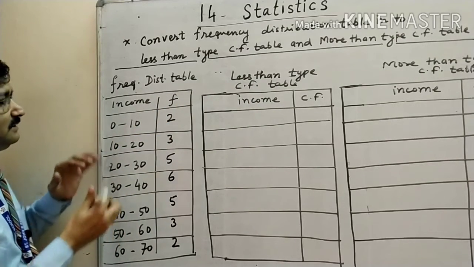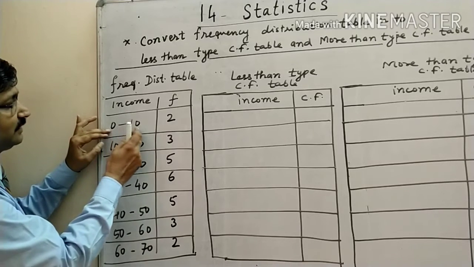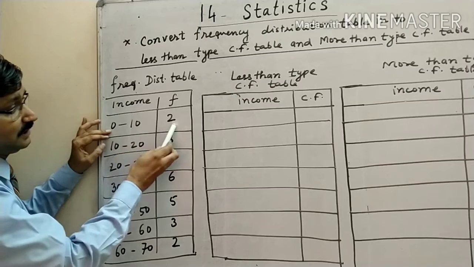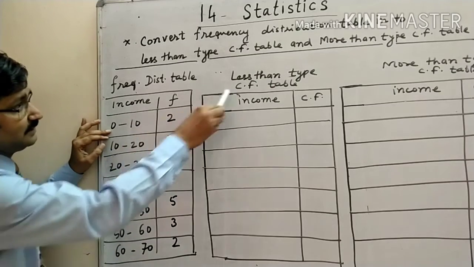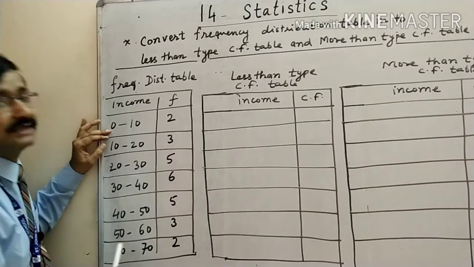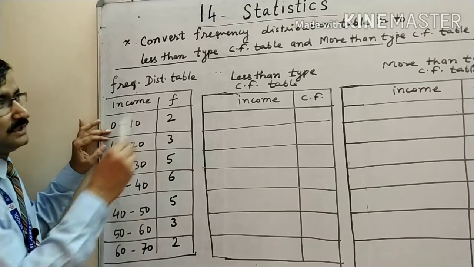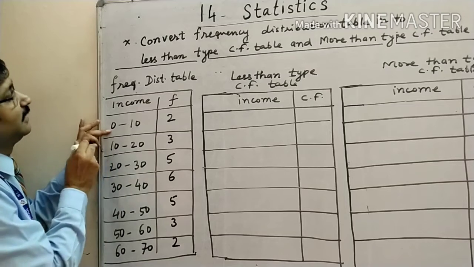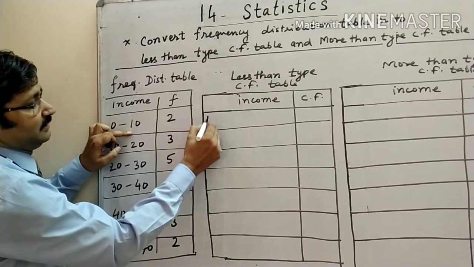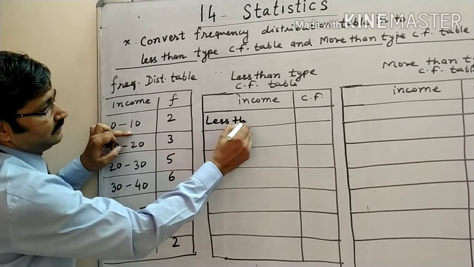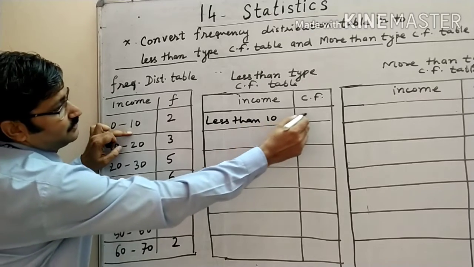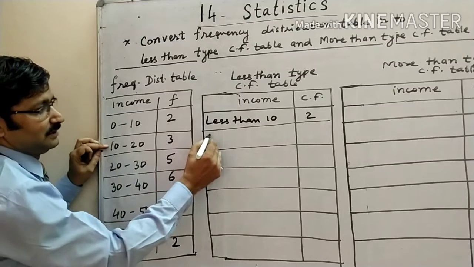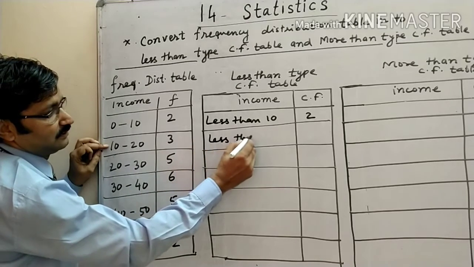So less than means, from 0 to 10 is 2, which means you will take less than 10. Less than 10 is 2. For less than type CF table you will use the upper limit. So you write here less than 10. Less than 10 is 2. Very simple. Now here less than 20.